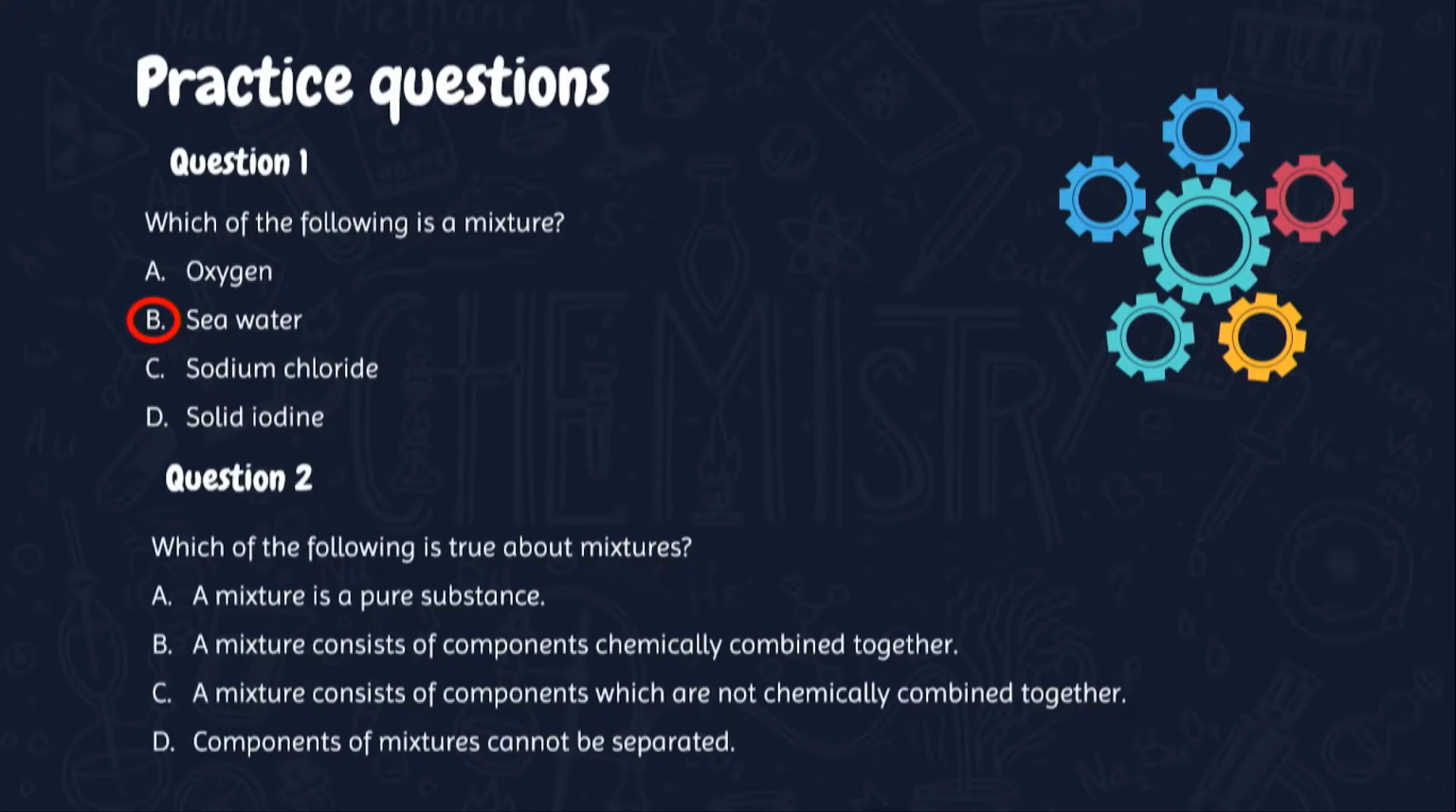Question 2. Which of the following is true about mixtures? A. A mixture is a pure substance. B. A mixture consists of components chemically combined together. C. A mixture consists of components which are not chemically combined together. Or D. Components of mixtures cannot be separated. As you learned previously, a mixture is made up of components which are not chemically combined together. Therefore, the answer is C.